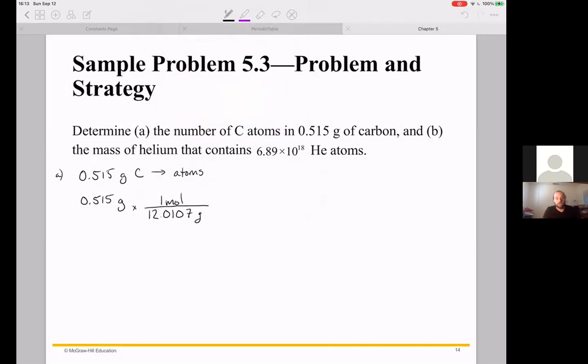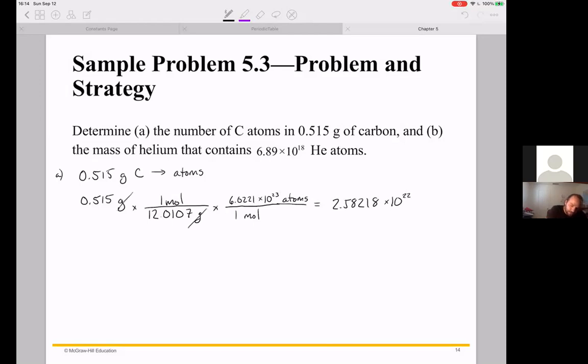So if I stopped here and just punched it into my calculator, my final answer would be in units of moles. But if I want to go all the way to atoms, then I'm going to use Avogadro's number with moles on the bottom and 6.0221 times 10 to the 23rd atoms on top. Now I'm going to punch this into my calculator. I get 2.58218 times 10 to the 22nd.